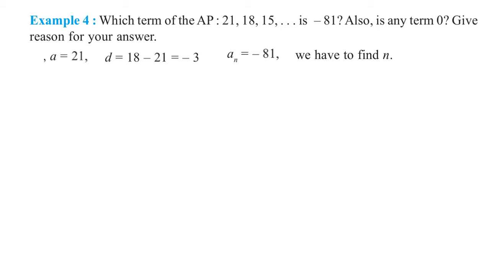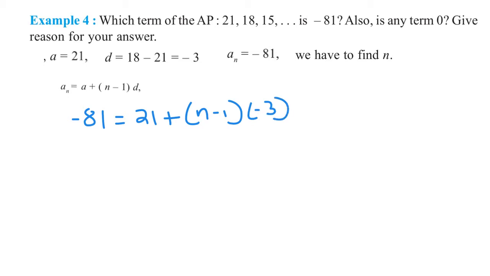Do we know what is the formula to find the nth term of an arithmetic progression? Yes, an is equal to a plus n minus 1 times d. Now we just have to plug it in and find the answer. Let's do that. So it's going to be negative 81 equal to the first term 21 plus, we don't know what n is, so n minus 1 times d, which is negative 3.